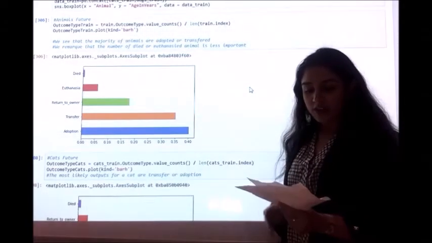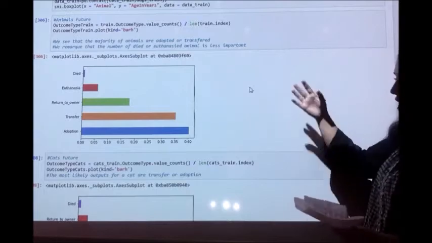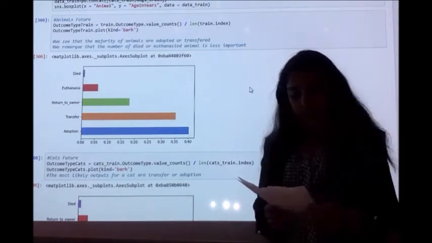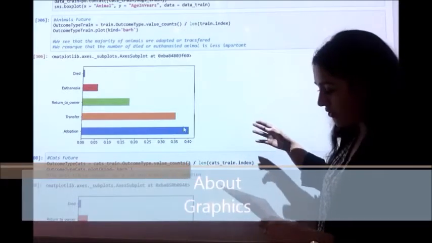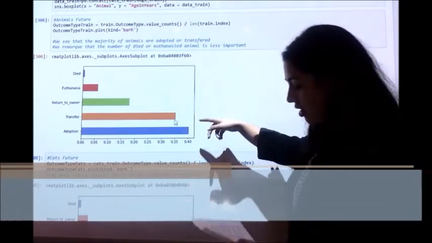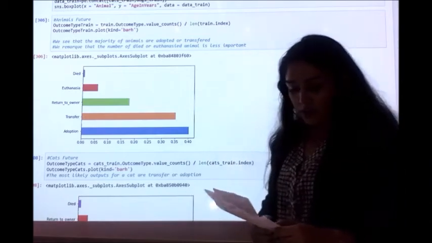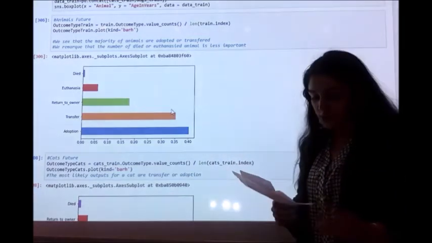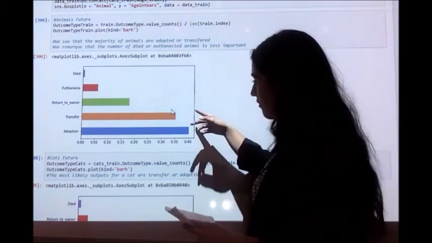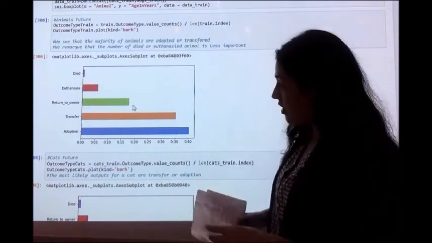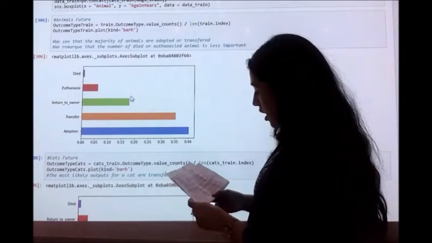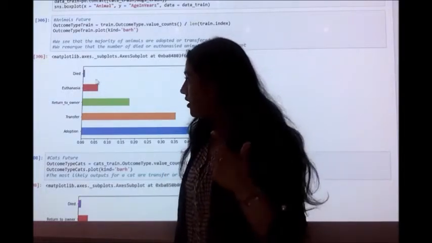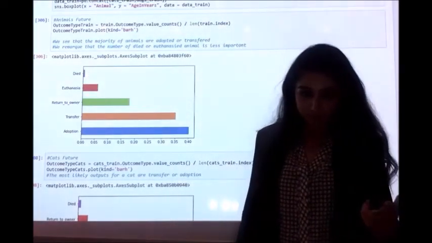We made several graphics to conduct a first study of the raw data. By tracing a bar plot of the outcomes, we can see that the majority of the animals are either adopted or transferred: adopted with 30% and transferred with 35%. The other 25% are, in order, returned to their owner, euthanized, or died.